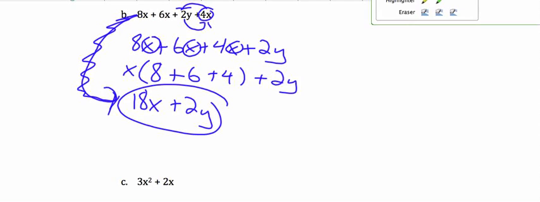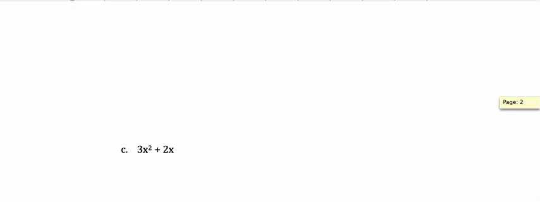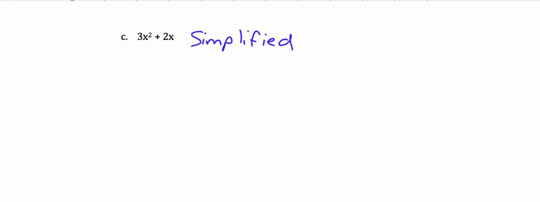For C on the bottom, we don't have anything that we can pull out and then end up combining like terms. This one is simplified already because we don't have a bunch of terms that just have an x or just have a y. The x and the x squared don't work really well together. They will not add. They are not like terms. That's it for this one.